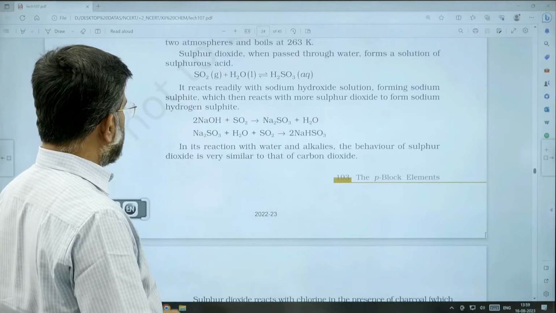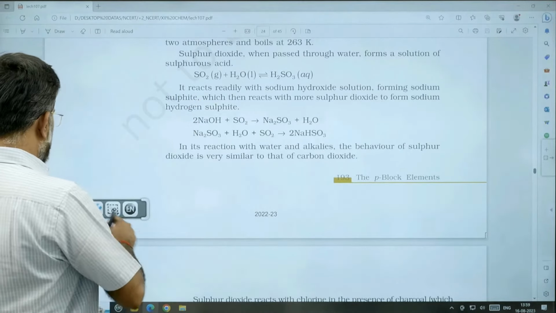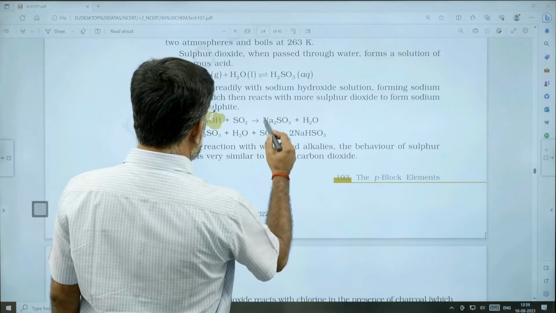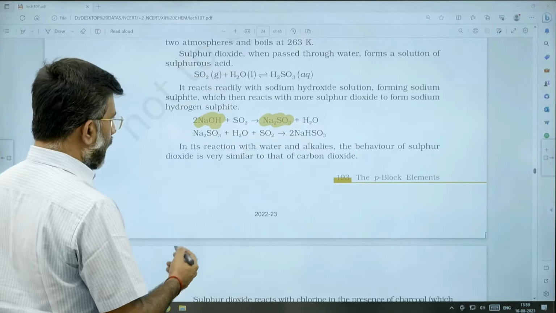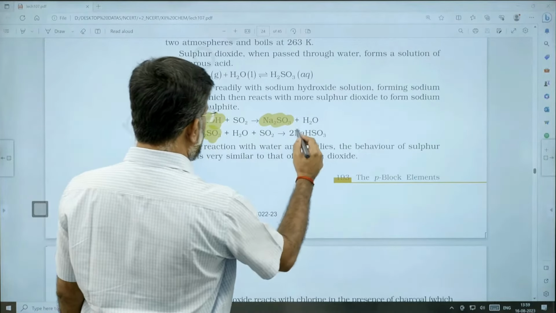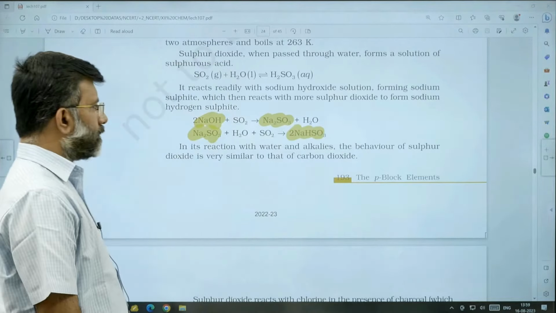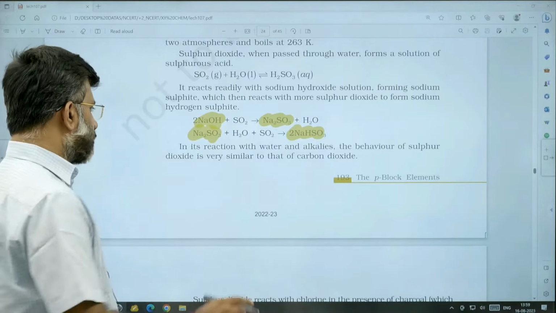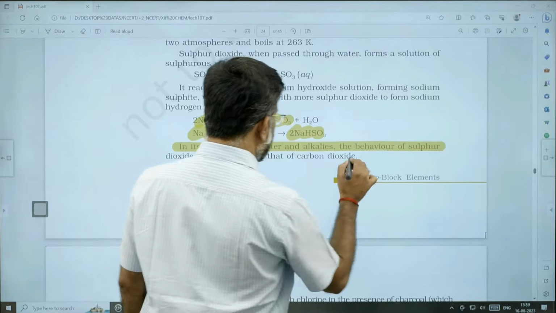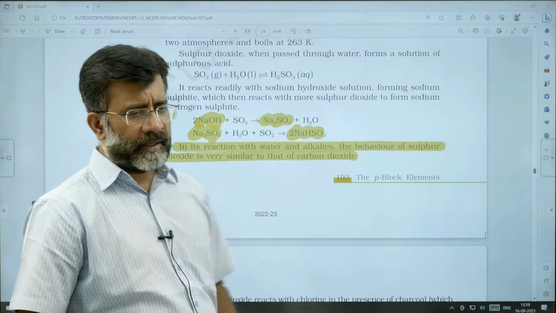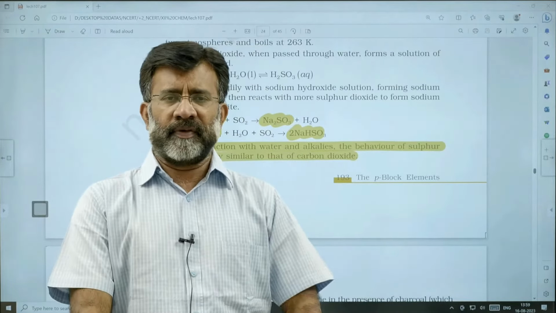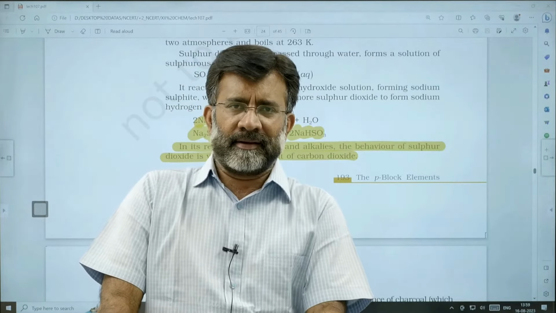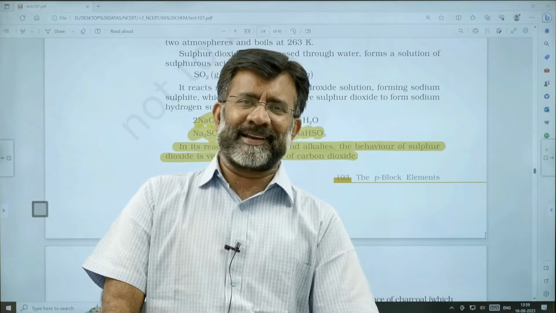It reacts readily with the sodium hydroxide solution, forming sodium sulfate. And with excess SO2, you get sodium hydrogen sulfite. It's quite interesting to see that its behavior with alkali is similar to carbon dioxide. The way you get a lime water test with carbon dioxide, you can get the same test with sulfur dioxide.